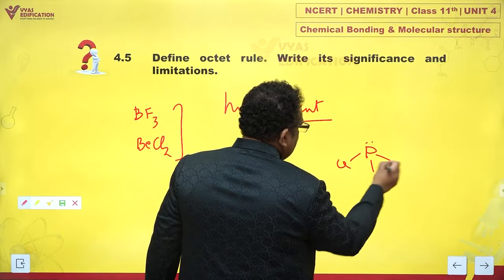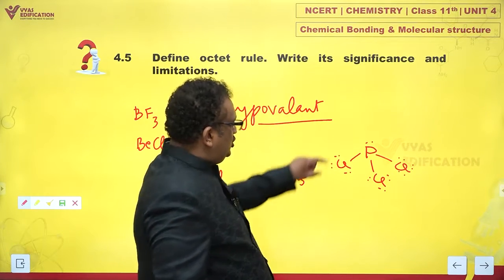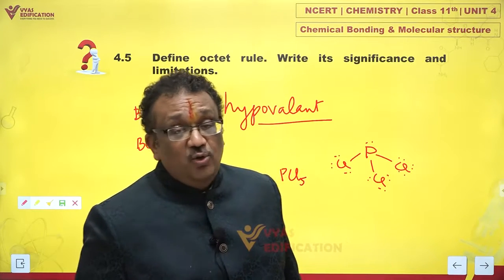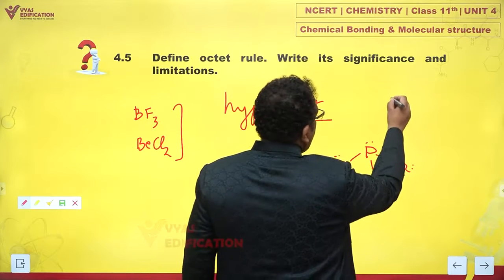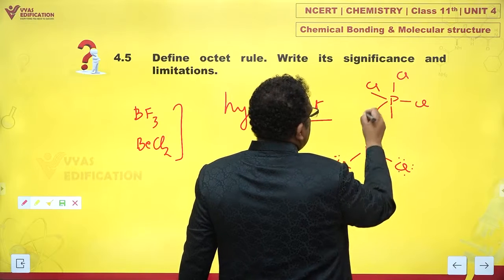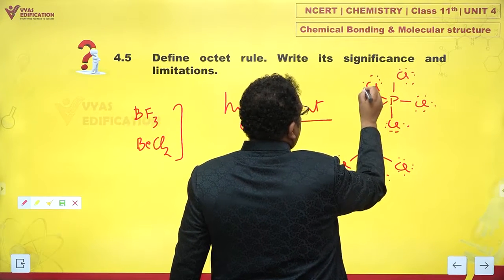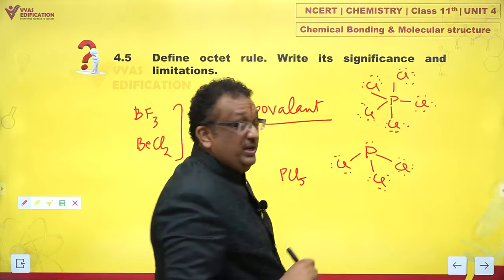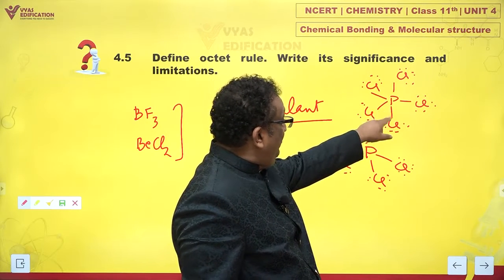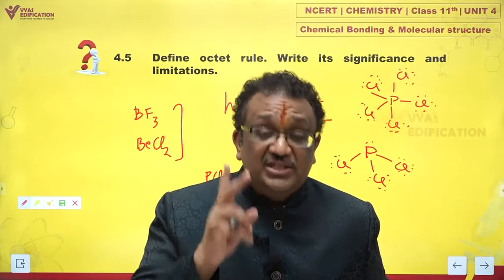PCl3 is like this. So 2 plus 2, 4 plus 2, 6 and plus 2, 8. Phosphorus is following the octet rule and so does each chlorine atom. What about PCl5? If you have PCl5, Cl, Cl, Cl, Cl, Cl. Chlorines are following the octet rule. But if you notice phosphorus, shamelessly it has formed 1, 2, 3, 4, 5 bonds. Each bond contains 2 electrons. That means phosphorus has 10 electrons.